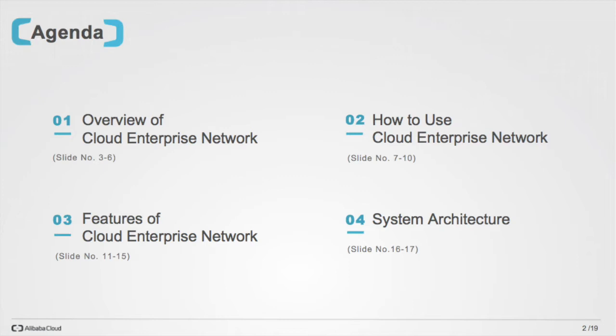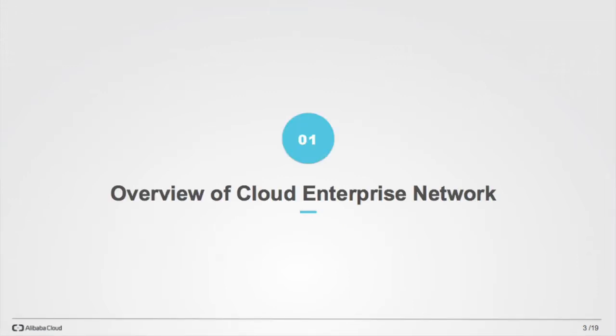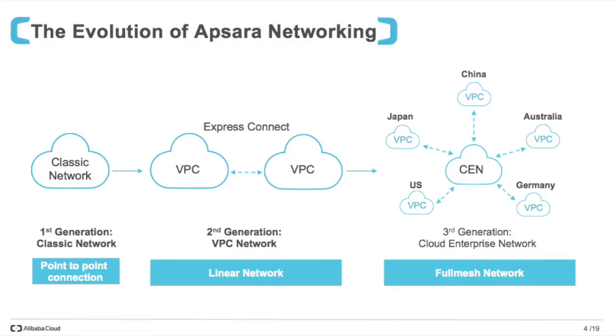So let's get back to the main point of our first chapter. The first chapter is the evolution of Apsara network. As we can see in the following diagram, this is the evolution map that Ali Cloud Network went through.